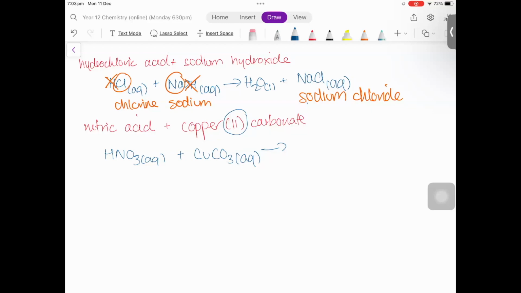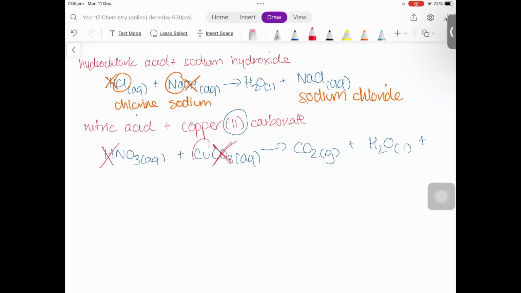Don't really know what the salt is yet. We're going to apply the technique. CO2 plus H2O plus whatever my salt is. Now, for my CO2, I'm going to cross out my carbonate, so the CO3 part. And for my water, some of the oxygen for the water comes from the carbonate as well, the CO3, so I'll cross that out again. And then I'll also take the hydrogen from the acid.